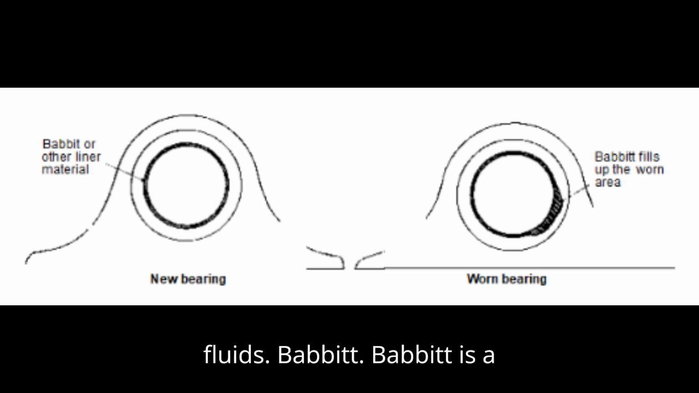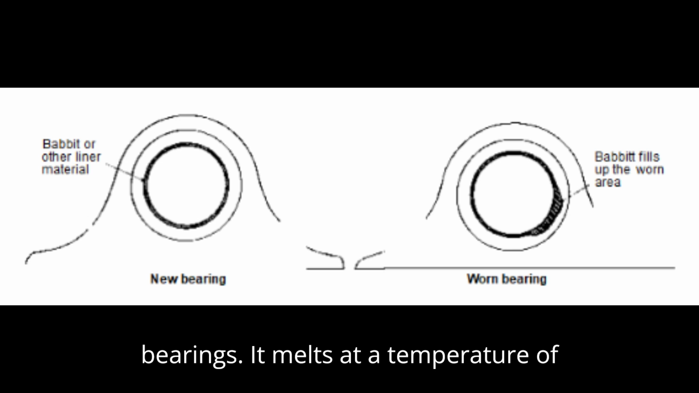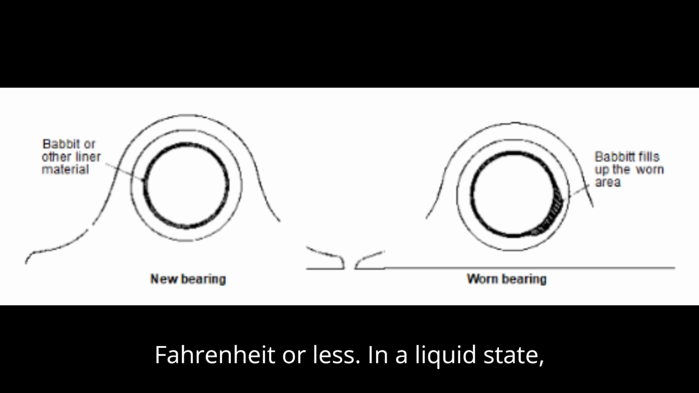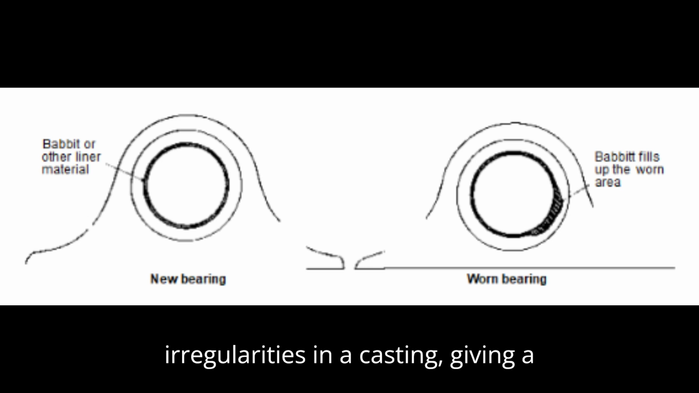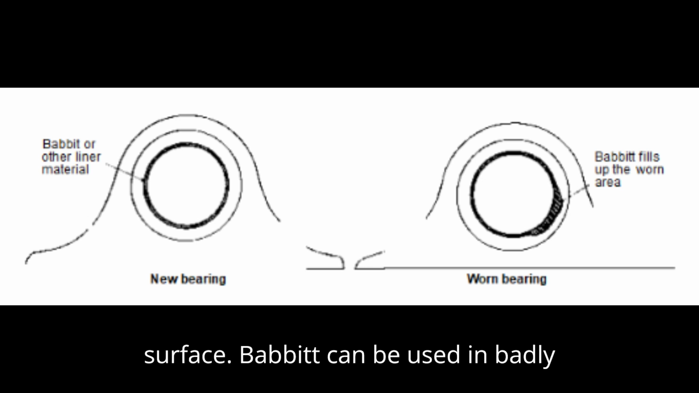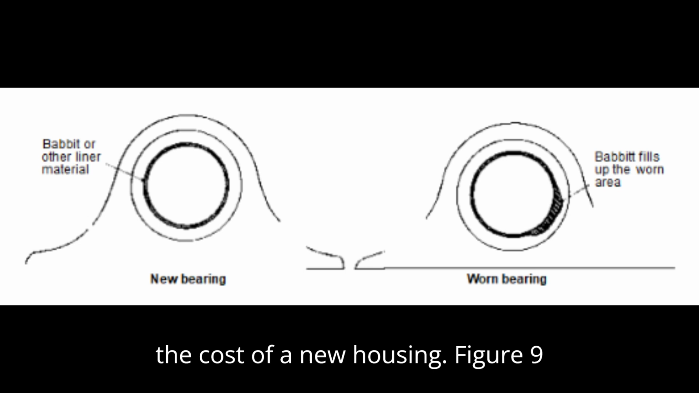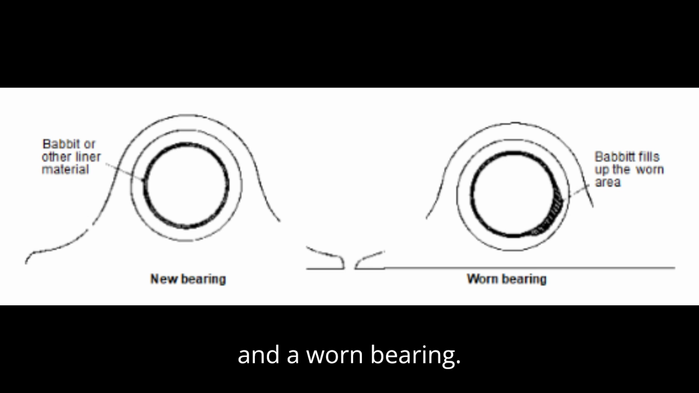Babbitt. Babbitt is a common anti-friction lining material for bearings. It melts at a temperature of about 288 degrees Celsius, 550 degrees Fahrenheit, or less. In a liquid state, it fills all cracks, voids, and irregularities in a casting, giving a smooth surface to match the shaft surface. Babbitt can be used in badly worn bearing housings, thus eliminating the cost of a new housing. Figure 9 opposite shows a Babbitt lining in a new and a worn bearing.